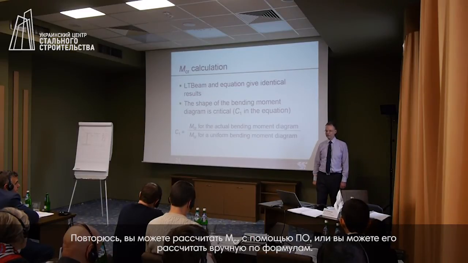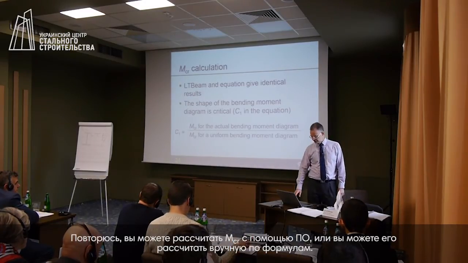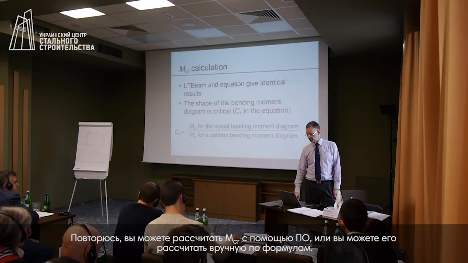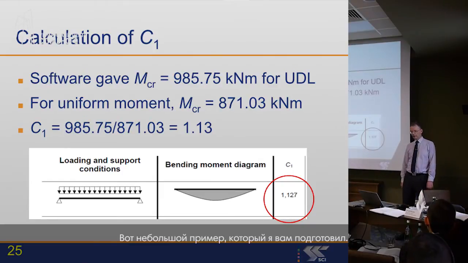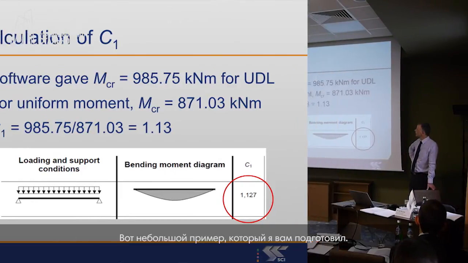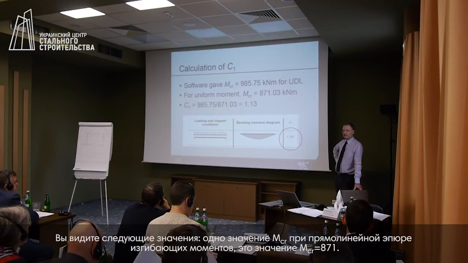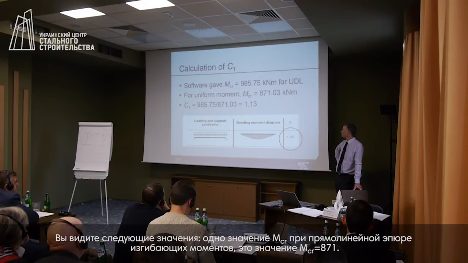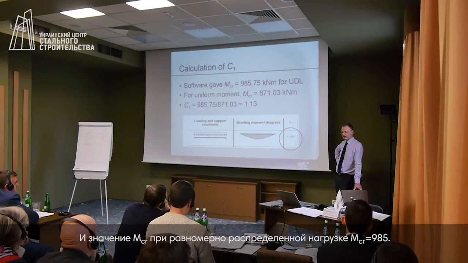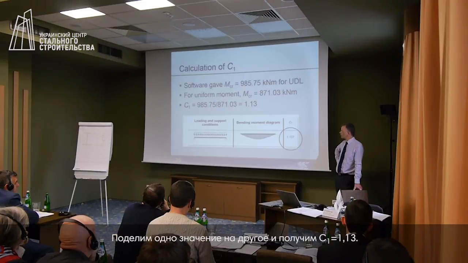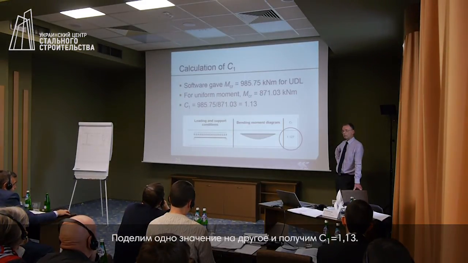You can calculate Mcrit using the software, or you can calculate Mcrit using the formula. So here was one small example that I tried. You can see the values. One is for a uniform bending moment diagram. The value of Mcrit is 871. The value for a uniformly distributed load is 985. Divide one by the other, and the answer is 1.13.